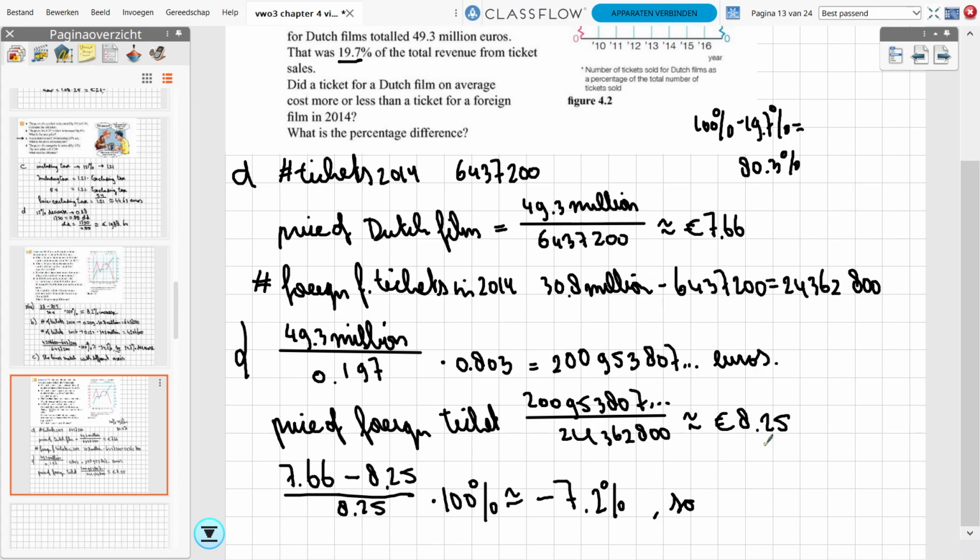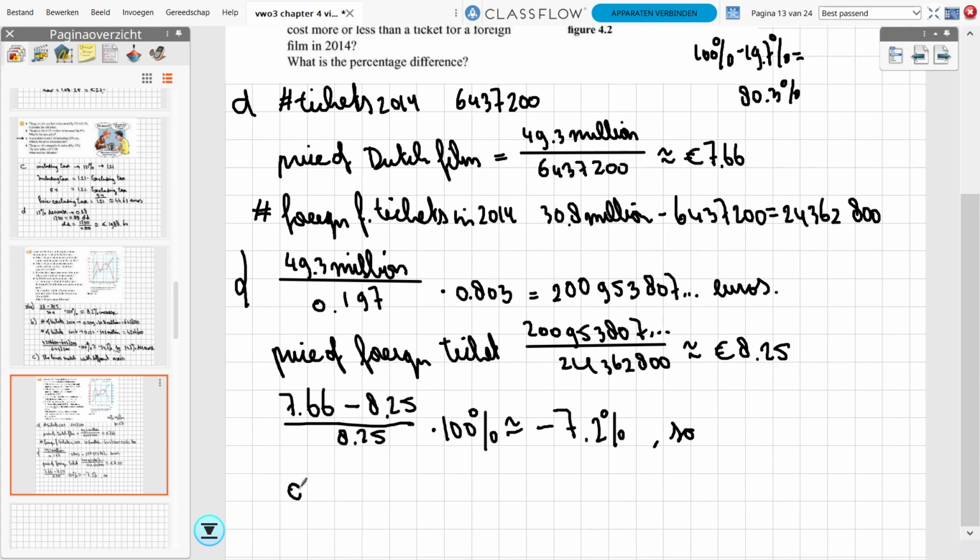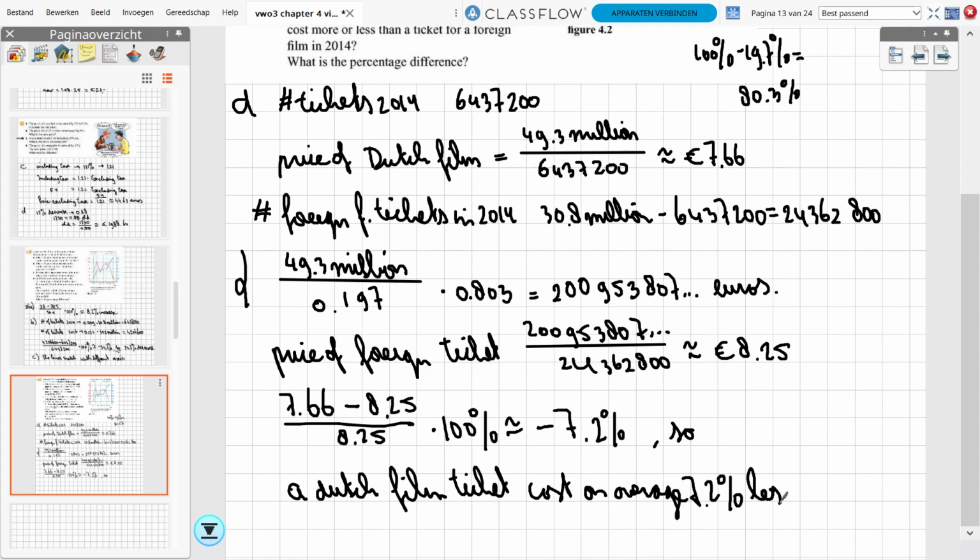So, and now conclusion. Dutch film tickets cost on average 7.2% less. And then if you want to make it more, then, did I really write den with an E there? Oof. Den with an A, of course. Our tickets to a foreign film.